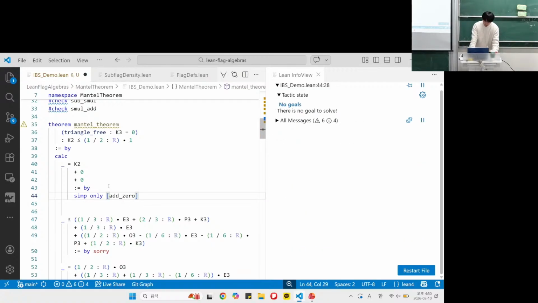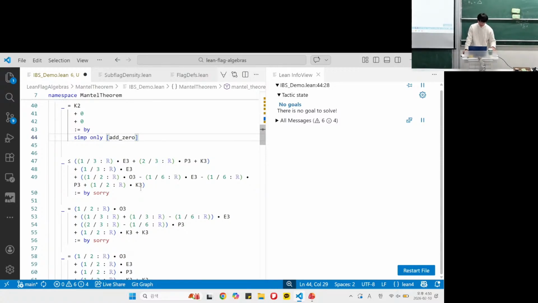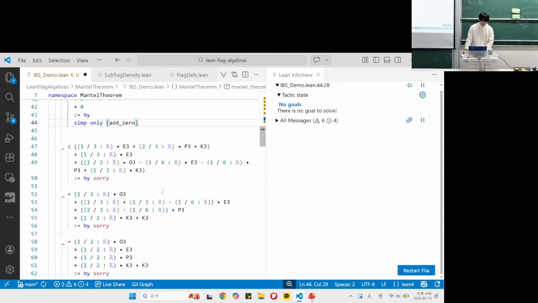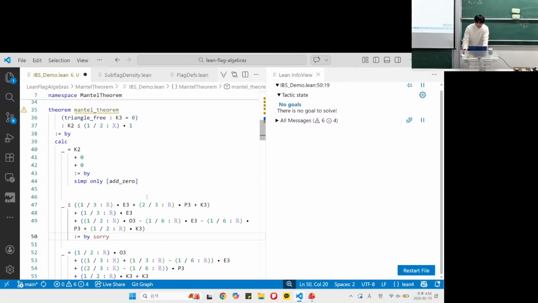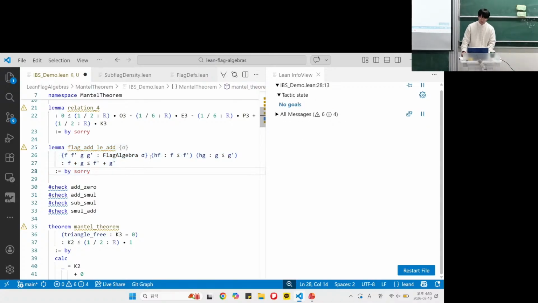The simp tactic can automatically solve trivial calculation and rewrite. Next, let's prove addition of inequalities. As discussed earlier, we can apply this lemma, adding two inequalities.